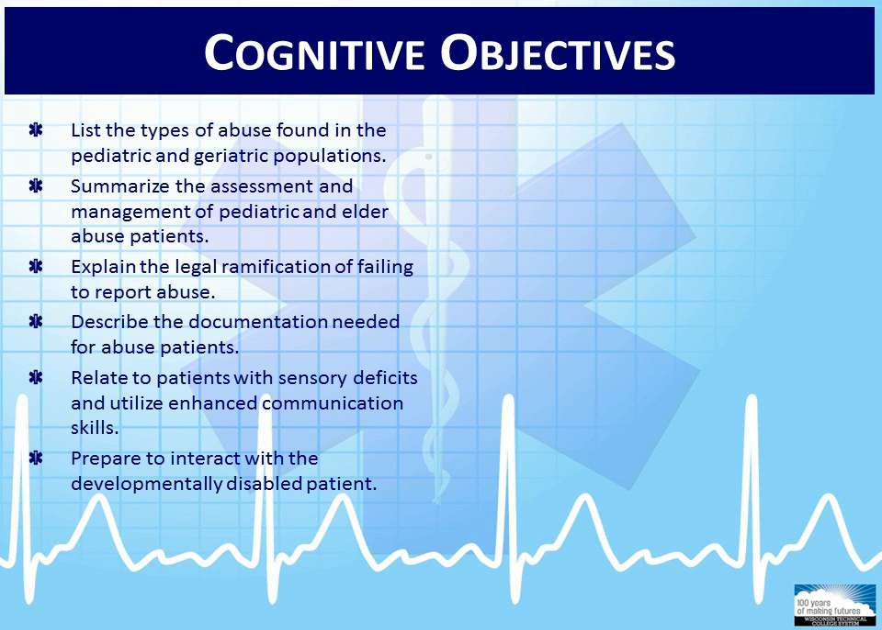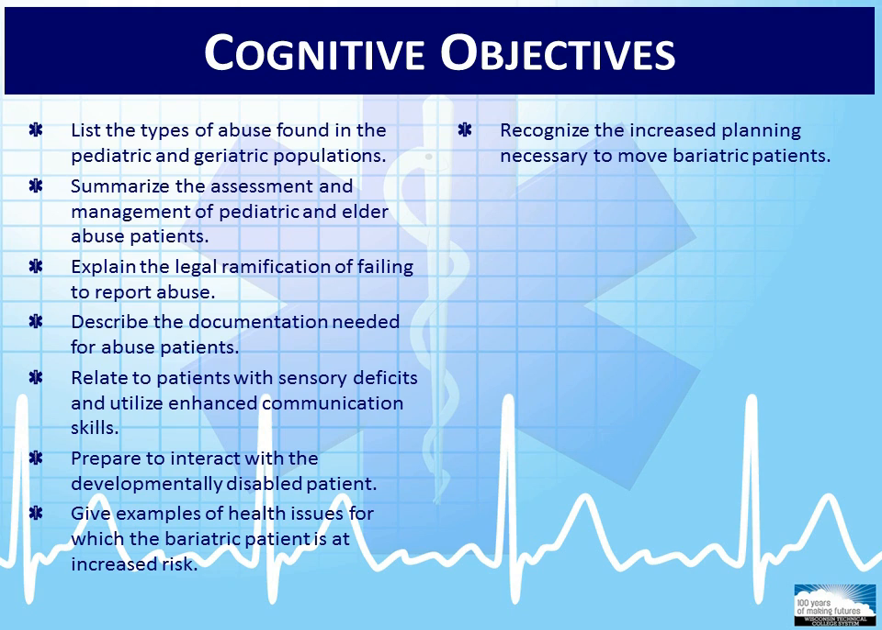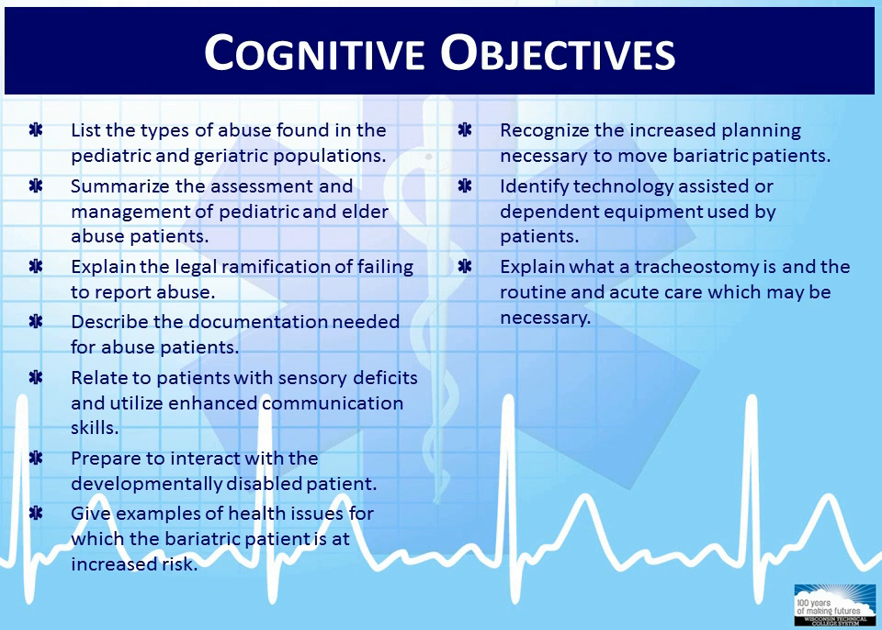Prepare to interact with the developmentally disabled patient. Give examples of health issues for which the bariatric patient is at increased risk. Recognize the increased planning necessary to move bariatric patients. Identify technology-assisted or dependent equipment used by patients. Explain what a tracheostomy is and the routine and acute care which may be necessary.